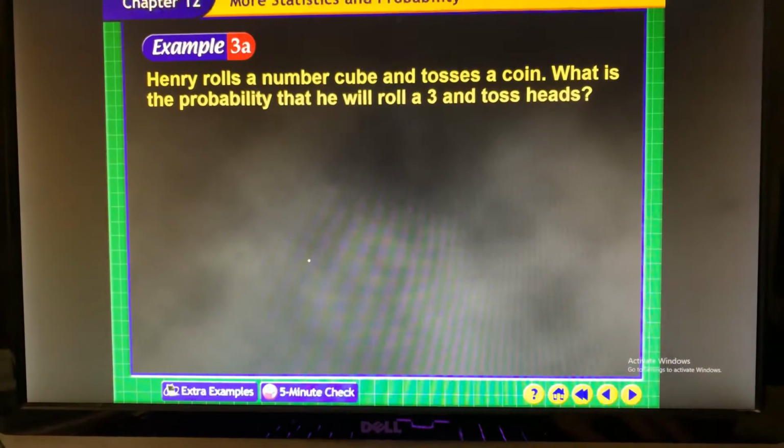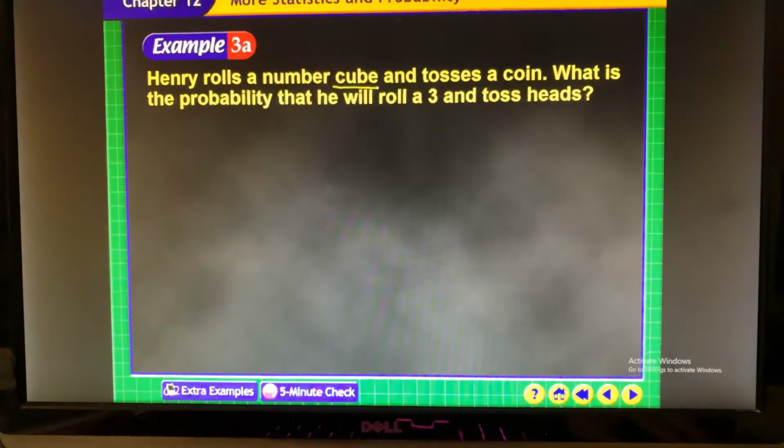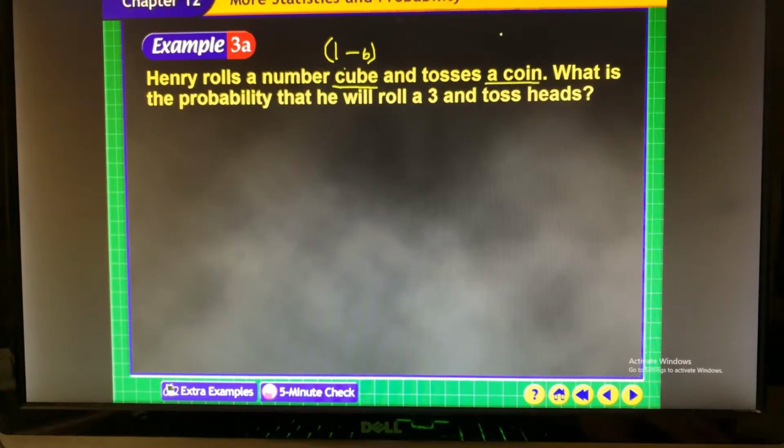Henry rolls a number cube and tosses a coin. A couple of things we've talked about before with probability. In this book, they call it cube, not dice. Always assume that a cube is 1 through 6. It's fair, unless they say it's an 8-sided cube. Tosses a coin, always assume the coin has 2 sides, a head and a tail. Always assume it's fair.